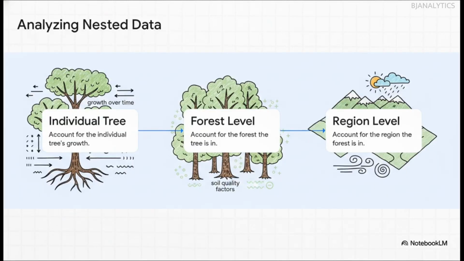A multi-level model just breaks the whole problem down into layers. So first, it'll account for the individual tree's growth over time. Then it accounts for things that are shared in the specific forest it's in, like the soil quality. And it could even go up another level and account for the bigger region that forest is in, like the overall climate. It's analyzing the data at every single level of its hierarchy.